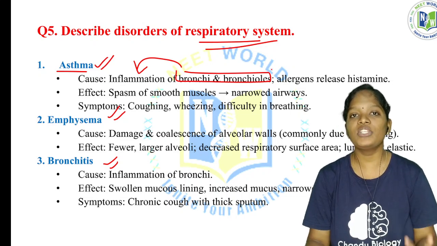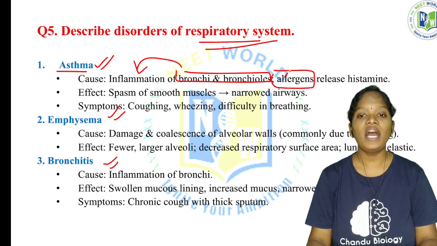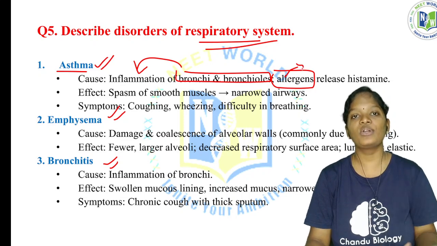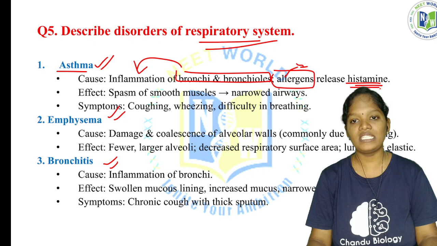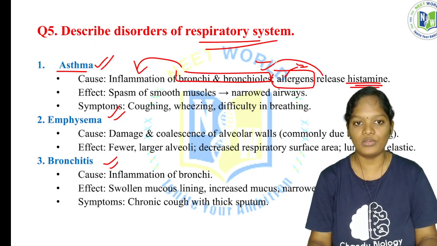Why is this inflammation taking place? Because of the allergens. A substance which is causing the allergy is called an allergen. Those allergens release histamine, and as they release more allergens and more histamine, this leads to inflammation of the bronchi and bronchioles.